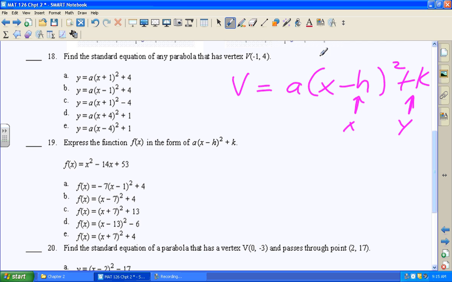k is the y coordinate of the vertex. So at (-1, 4), x minus -1, plus 4. So it's going to be x plus 1 squared plus 4. So it should be A. All right? I thought that it was supposed to be the opposite. It is the opposite. -1 turns into a plus 1.